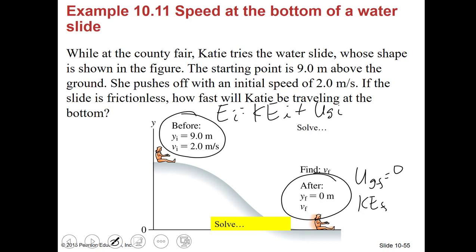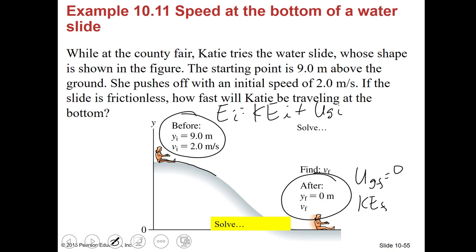Now if you think about this, if you tried to solve this with forces, it would be a really complicated problem. Katie slides down the slide, the angle keeps changing, the normal force is different, gravity is straight down, and a different component of gravity is going down the incline. You could do this with forces, but you'd have to use calculus to do it, though.